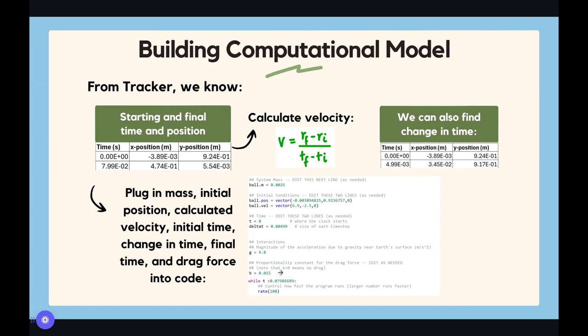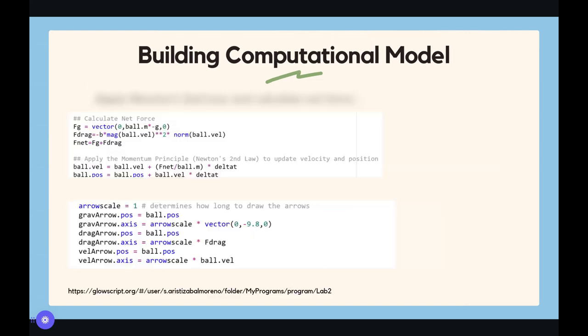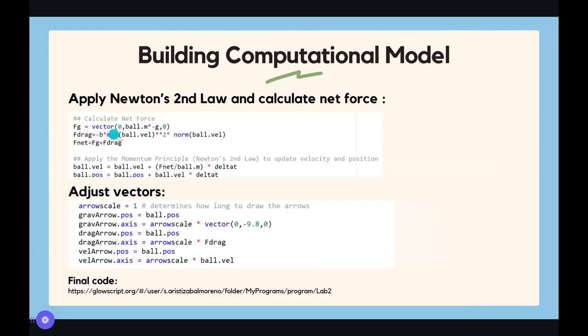For the computational model that only accounts for gravity, we used a zero drag force. And then for the next model that also accounts for drag force, we included a B proportionality constant. Then we also applied Newton's second law and calculated the net force using the force of gravity and the force of drag. Then we also adjusted the vectors to show the direction of the forces. By running this code, we get two series of numbers, one that accounts only for gravity in the object's trajectory and the other that accounts for both gravity and drag force.